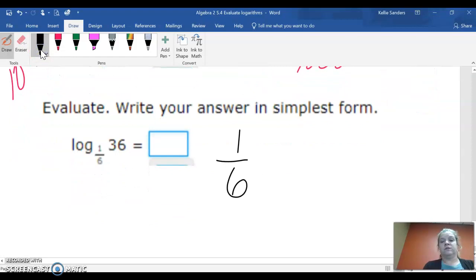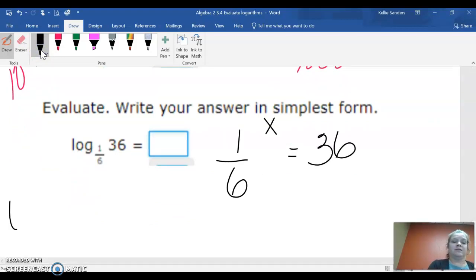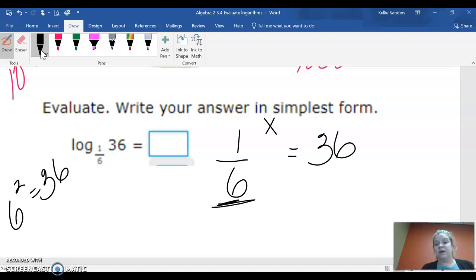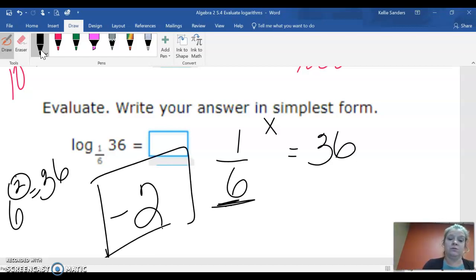And this is 1 over 6 to the what gives us 36, and 6 squared equals 36. We should all know that. But if the fraction is a base, and then it flipped, to be able to get an answer that's not a fraction, anytime it flips, your exponent's going to be negative. So it's 2 to be able to get the 36. It's negative 2 to be able to flip it. And that's it.